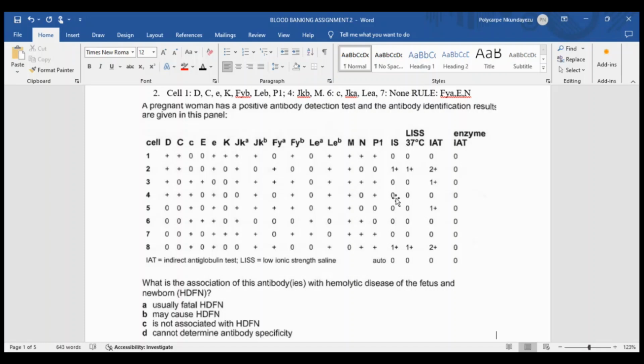So then you chose the A. Okay. Oh, so the antibody associated with this positive reaction is E, right? All right. Thank you for contributing.